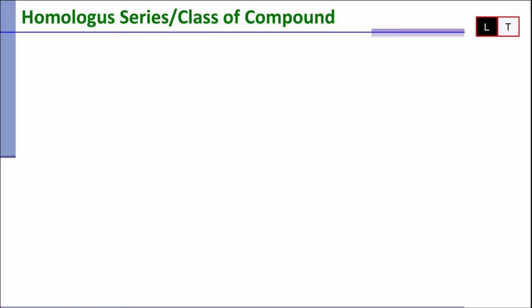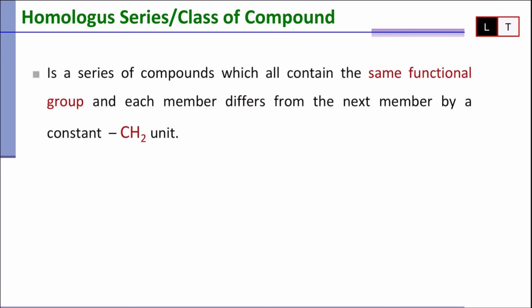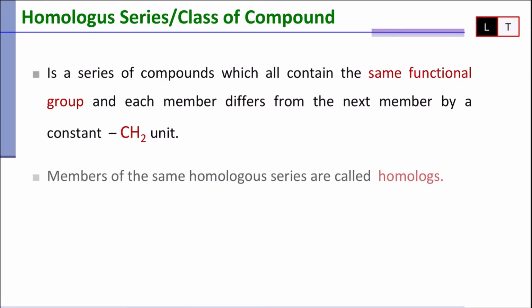Let's continue with the last part of this video, iaitu homologous series ataupun kita panggil dia class of compound. So apa itu homologous series? Homologous series is a series of compounds which all contain the same functional group. Dan each member, dia hanya ada sedikit perbezaan menggunakan constant CH2 unit. Maknanya bilangan karbon dia bertambah sebanyak CH2, CH2, CH2. Dan member for the same homologous series, kita panggil dia homologous.